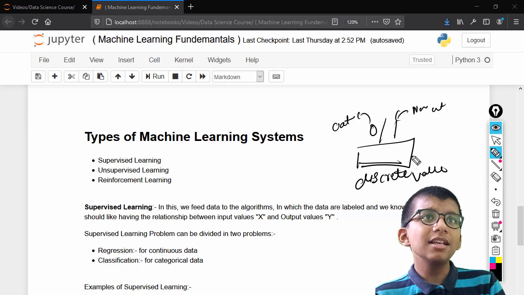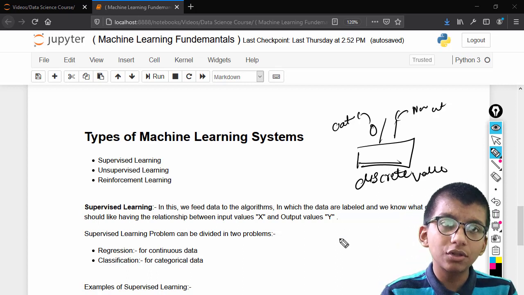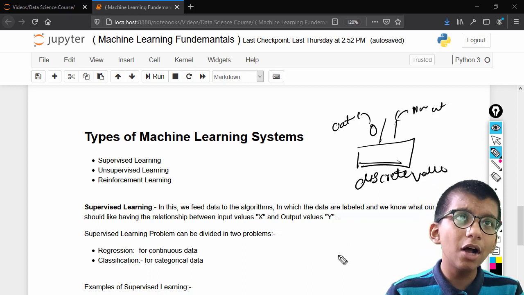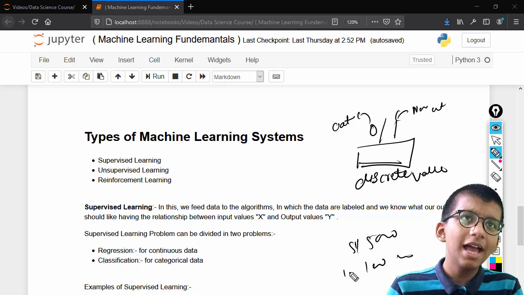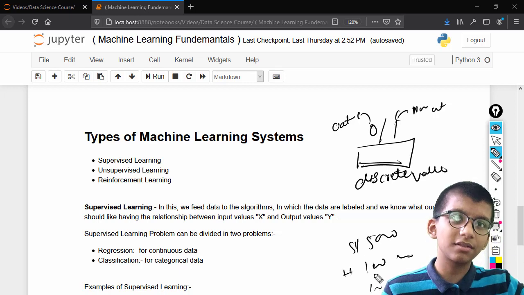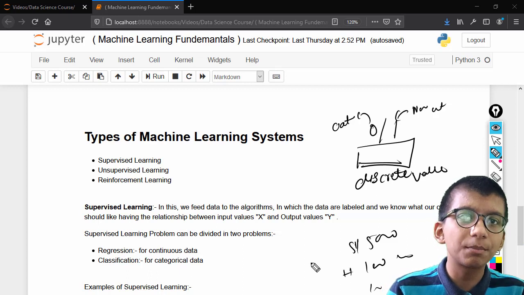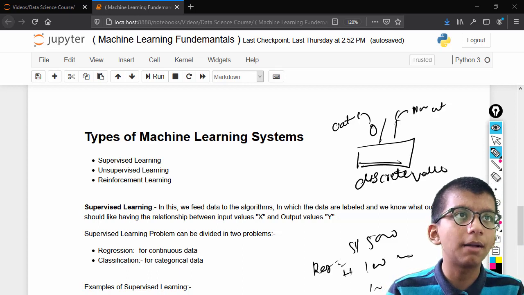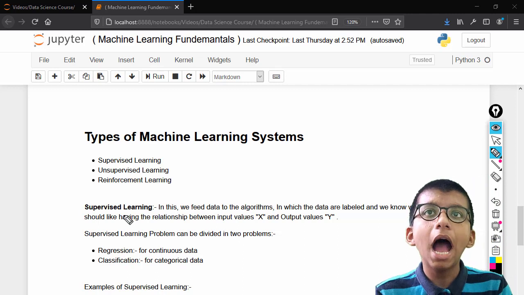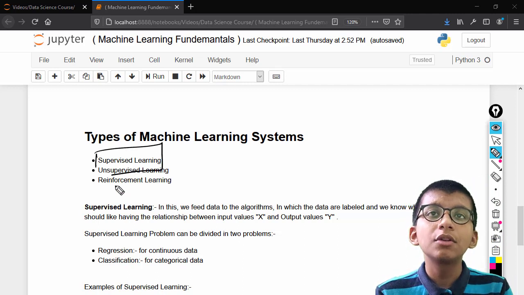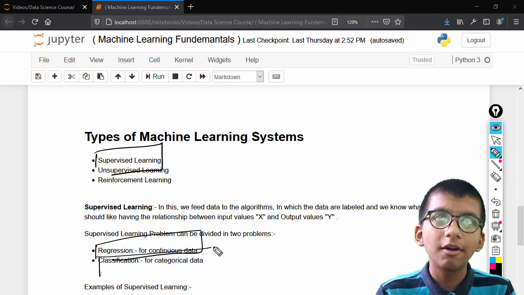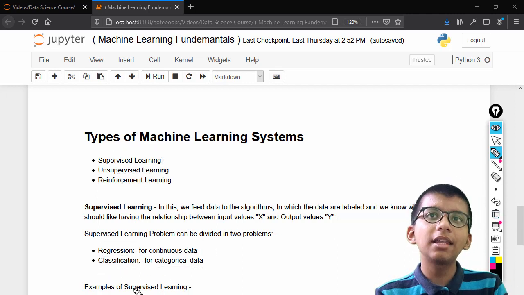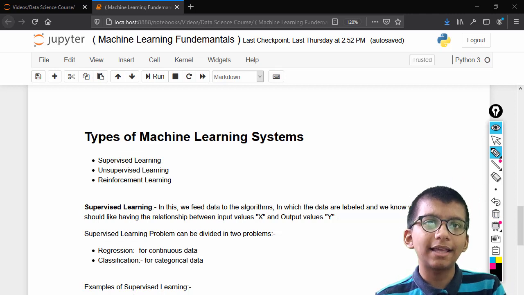In the previous example, we took a look at the price of the house. We want to predict the price. The price of the house can be $5,000, it can be $10,000, it can be $50,000. It is continuous, so it's a regression problem. So we can divide our supervised learning problem into regression and classification: regression for continuous data and classification for categorical data.